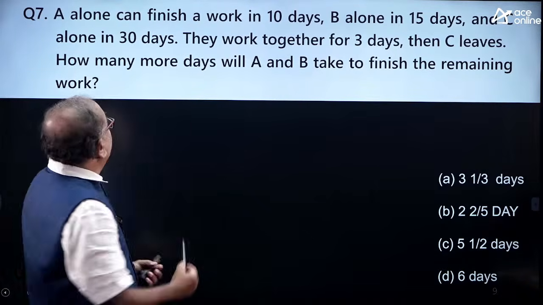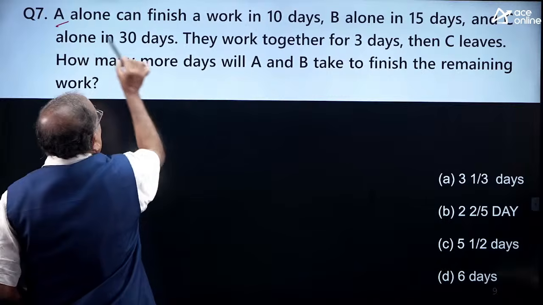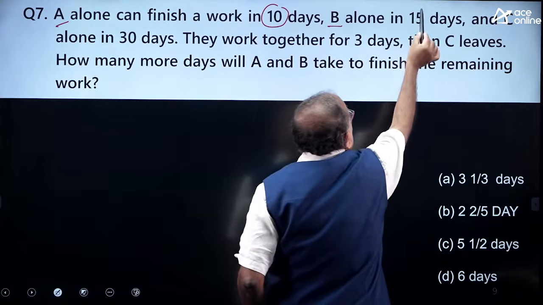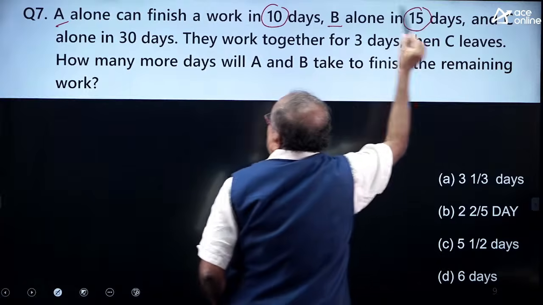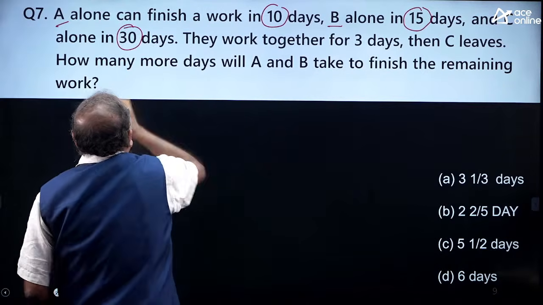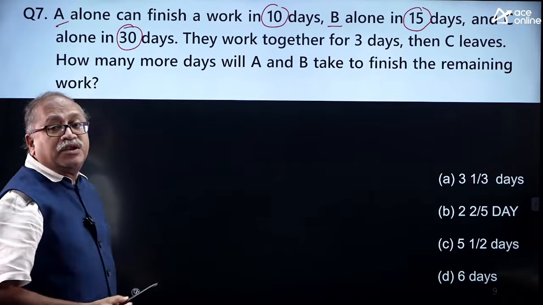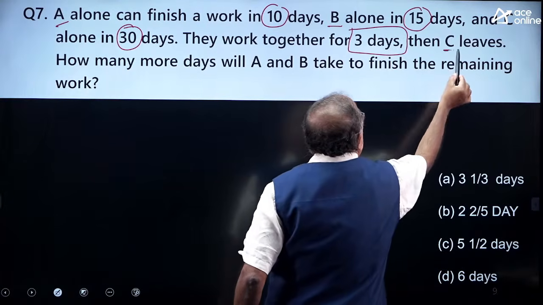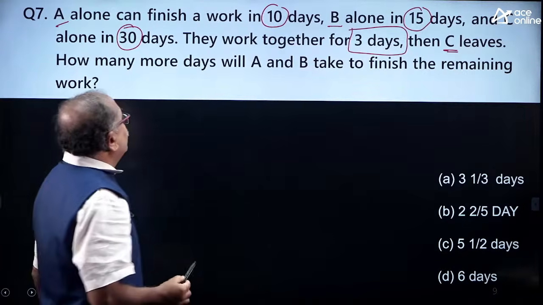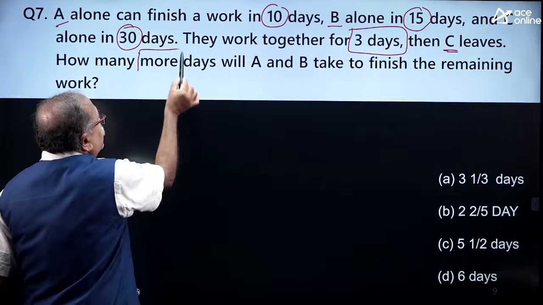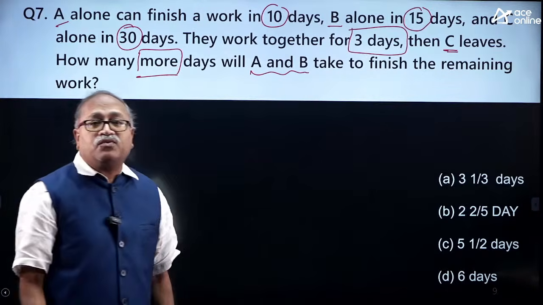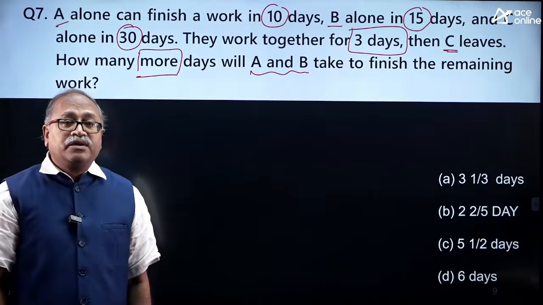Now here, A alone can finish a work in 10 days, B alone can finish the work in 15 days, and C alone can finish the work in 30 days. They together worked for 3 days and then C leaves. How many more days will A and B take to finish the remaining work?